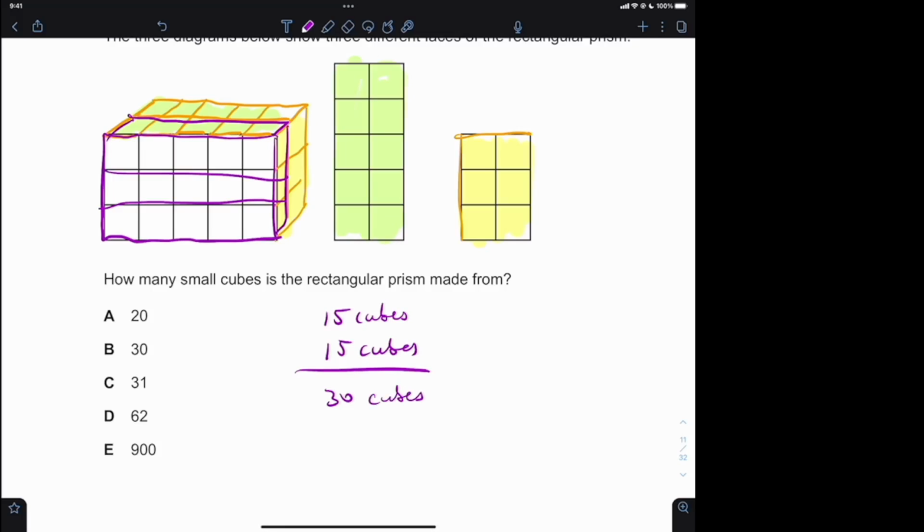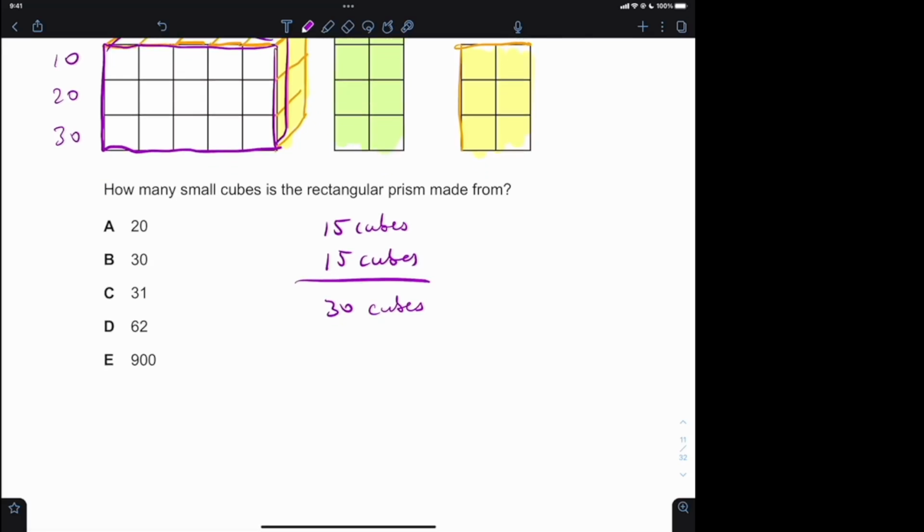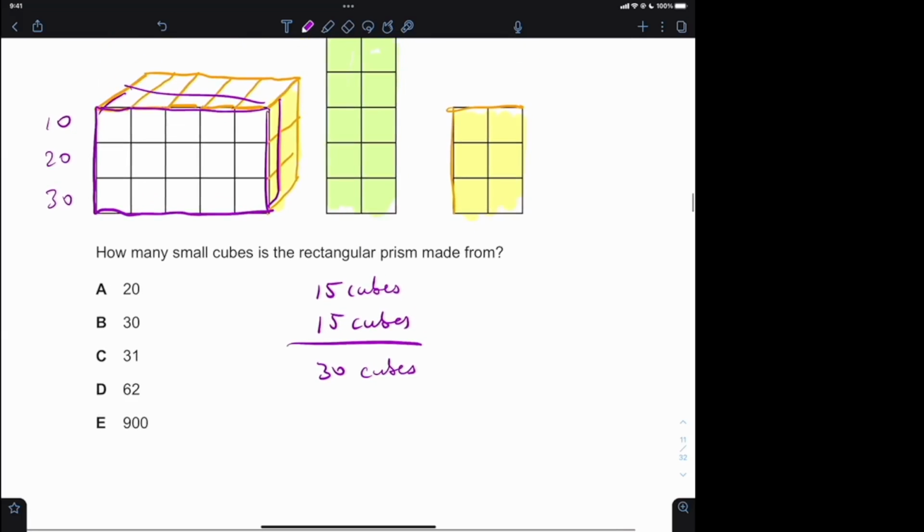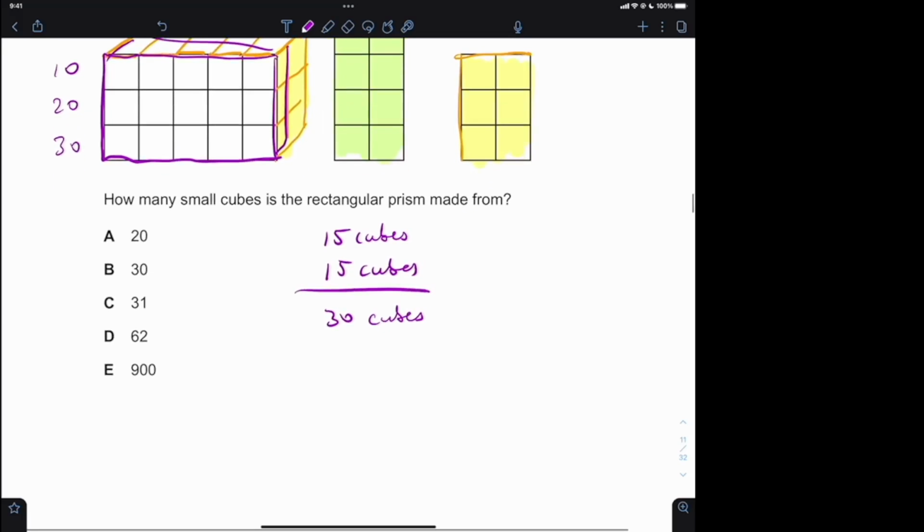You can count this any way you like. You can do it counting rows one at a time. If you look at the top row, that's 5 by 2, so that's 10 in the top row. Then 20 once you add the second row, and 30 once you add the third row. So many different ways to add it up. Just count up the cubes in any way, systematically, by either picking a row or a face or whatever. And so we get 30 cubes, and that is option B.